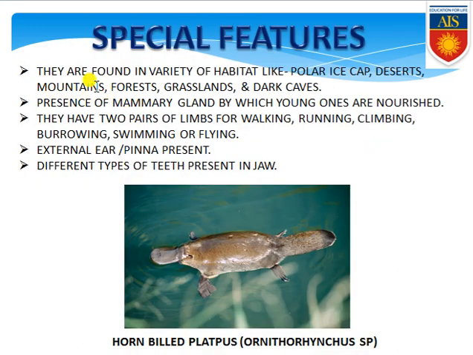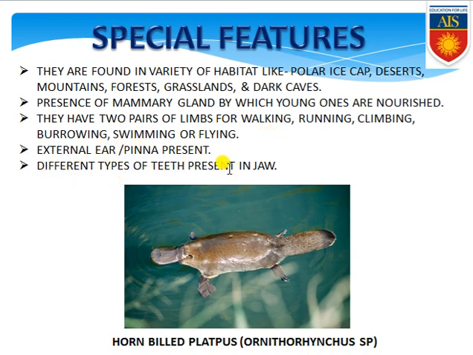Special features, keep it in your mind, they are found in a variety of habitats like polar ice caps, deserts, mountains, forests, grassland and dark caves. So these can be the habitats. Presence of mammary glands by which young ones are nourished, so for that reason they are commonly known as mammals. They have 2 pairs of limbs for walking, running, climbing, burrowing, swimming or flying. So all these activities are present.